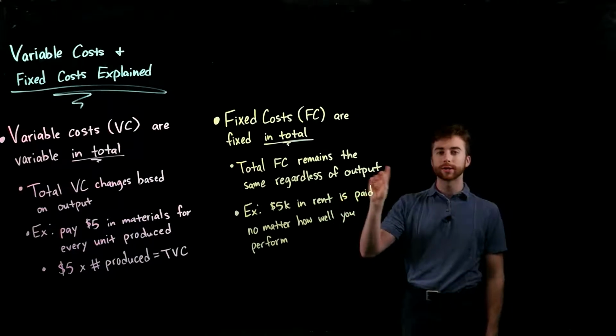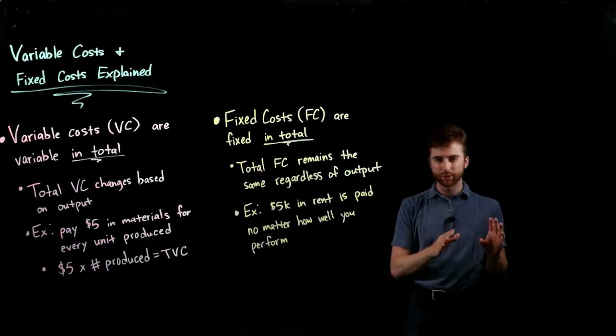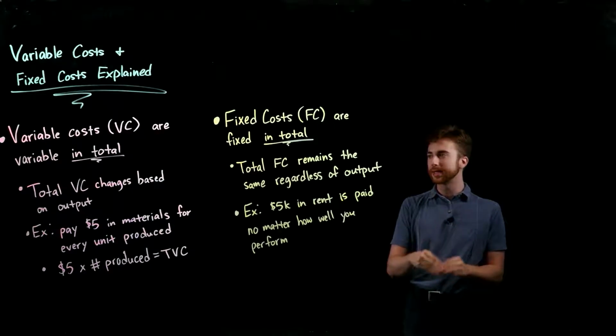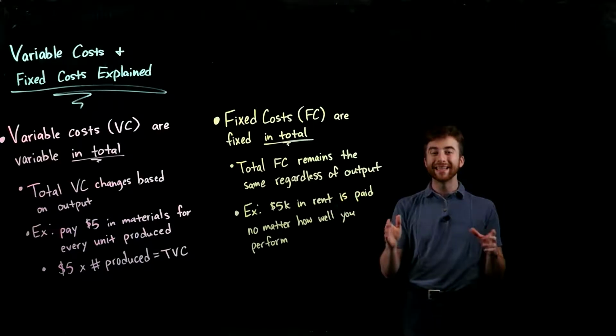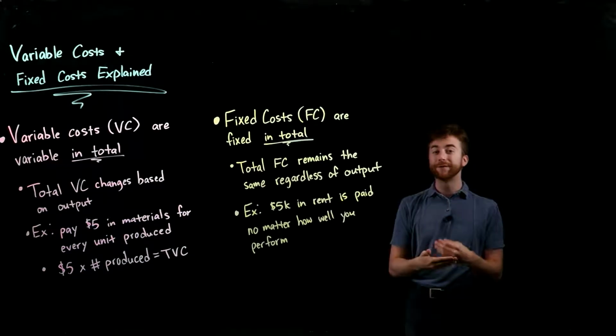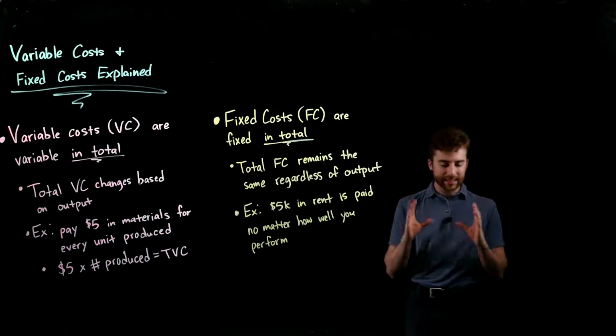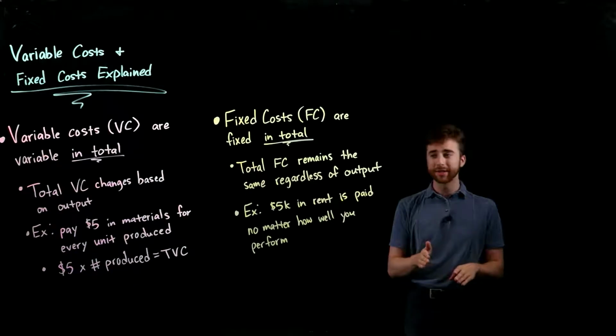As I produce more and more, my total variable costs grow and grow, hence why they're called variable. So note that they're variable in total. In just a little bit, we'll distinguish between what that is versus a per unit basis, but variable costs are variable in total, whereas fixed costs are fixed in total, meaning that it's a set amount you're going to pay regardless of your output.